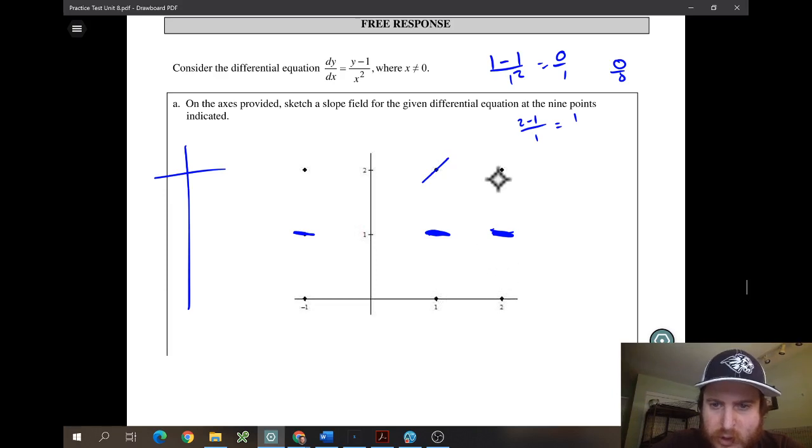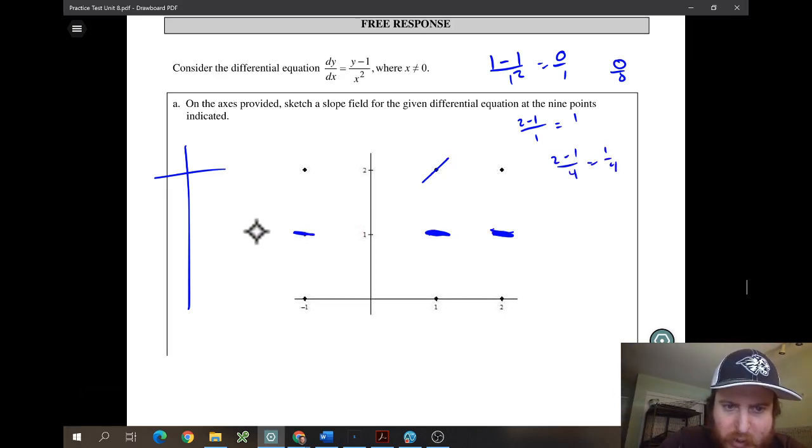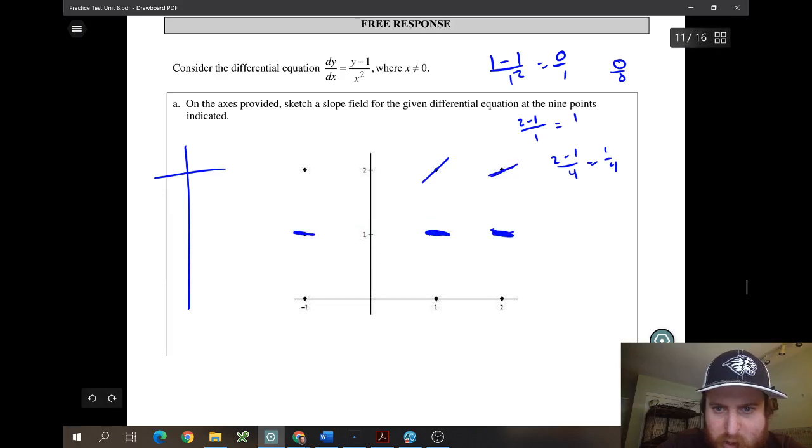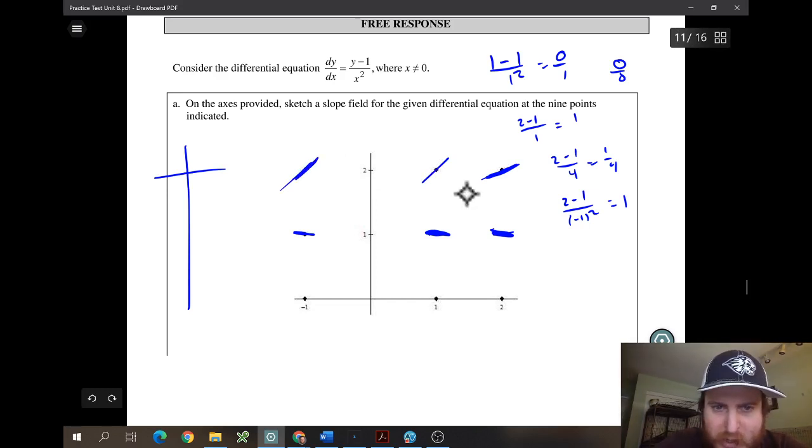All right, then I'll do 2 and 2. 2 minus 1 over 2 squared is 4. That's 1/4. So down 1 over 1, 2, 3, 4. We're imagining it was going to cross there. So a much more shallow line. Then I'll do maybe negative 1 and 2. So 2 minus 1 over negative 1 squared. That also gives me 1. So up 1 over 1, trying to make it as even with that one as possible. If it's not fully even, that's fine, but just try to make them the same.